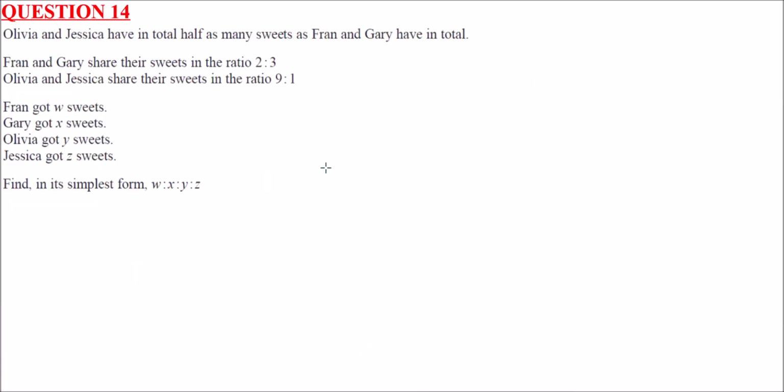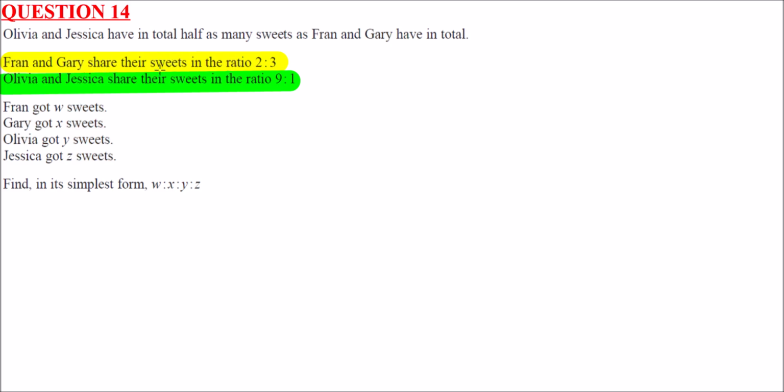Question 14. Oliver and Jessica have in total half as many sweets as Fran and Gary have in total. So Fran and Gary share their sweets in the ratio 2 to 3. And then Olivia and Jessica share theirs out in the ratio 9 to 1. I think Olivia's being slightly unfair there, but I don't know the background to the story.